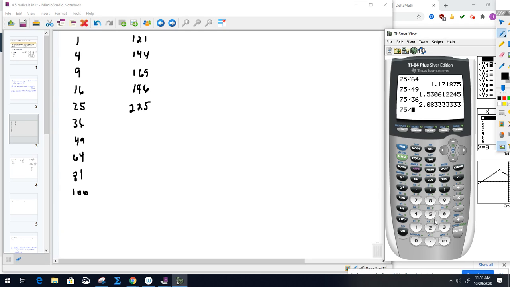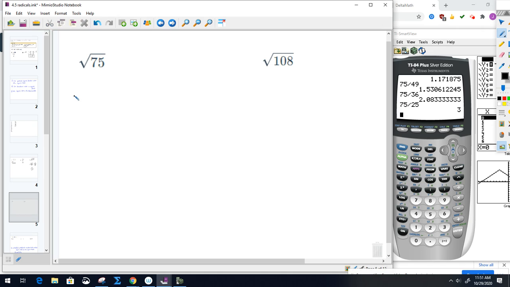75 divided by 25, that works. So I'm going to rewrite 75 as the product of the square root of 25 times the square root of 3. Here's where I got the square root of 3 from, and that would equal 5 square root of 3. So this is the simplified answer to that problem.